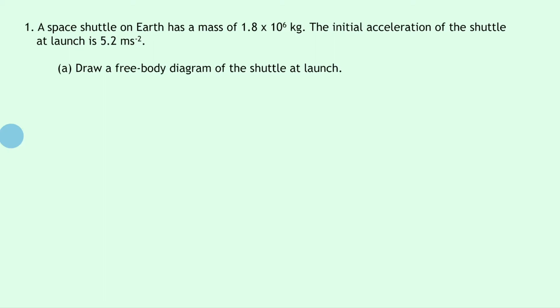of space questions. So question 1 here says a space shuttle on Earth has a mass of 1.8 times 10 to the 6 kilograms. The initial acceleration of the shuttle at launch is 5.2 meters per second squared. Part A says to draw a free body diagram of the shuttle at launch. Well, if you were to draw your diagram, it would look something like this.